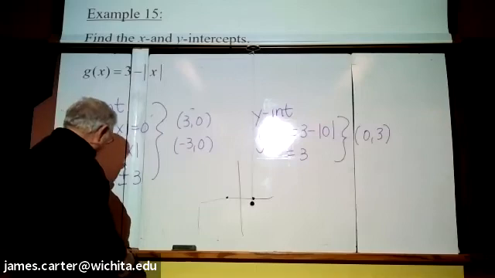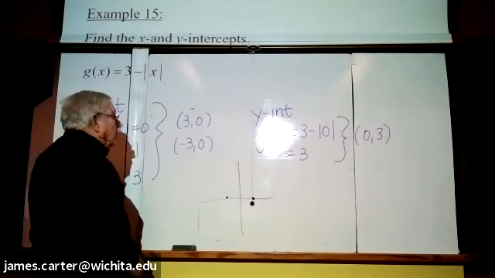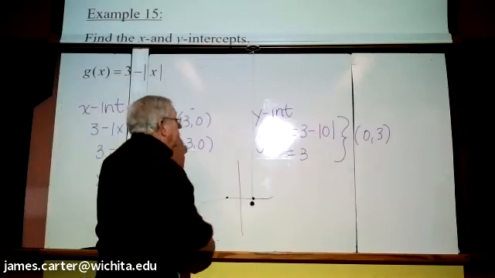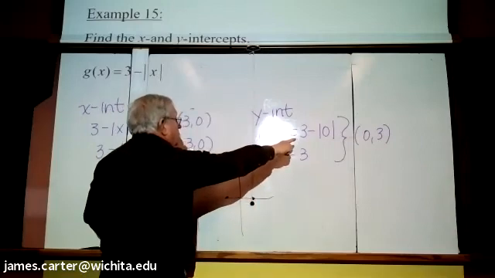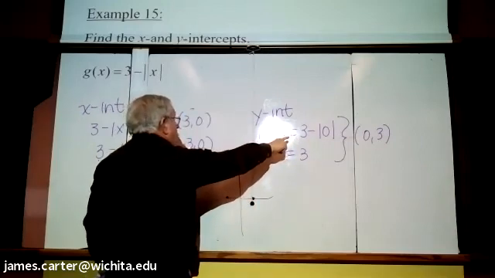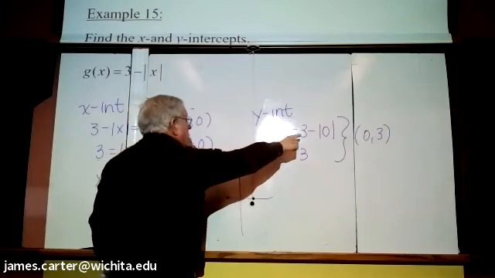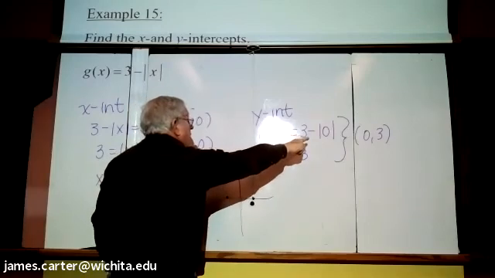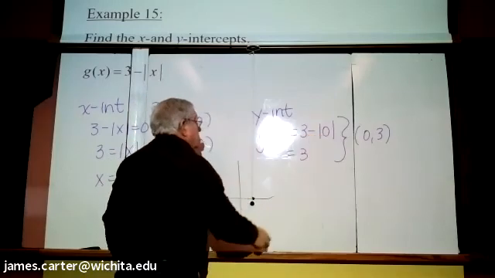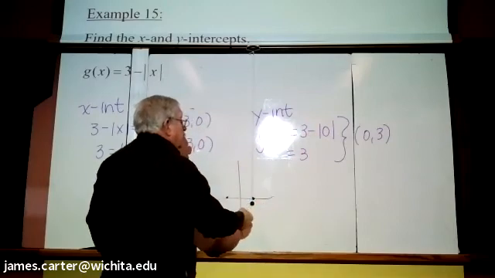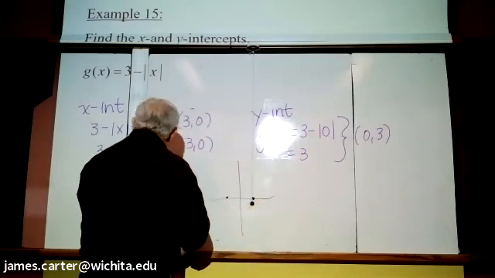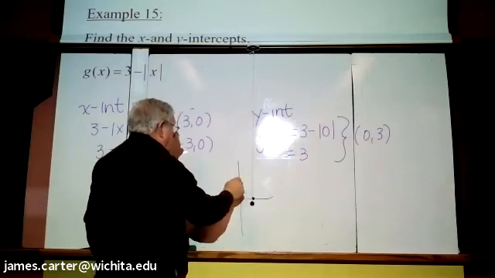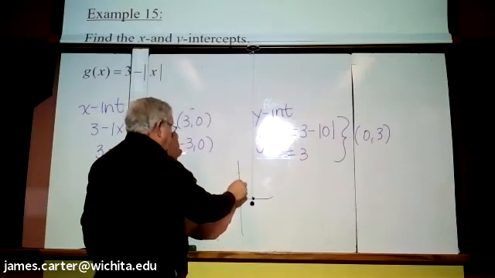Now for our y-intercept. For our y-intercept, we substitute 0 for x. And so we substitute 0 there, absolute value is 0, 0. So we get 3 as our answer. So our y-intercept is +3. Right here.